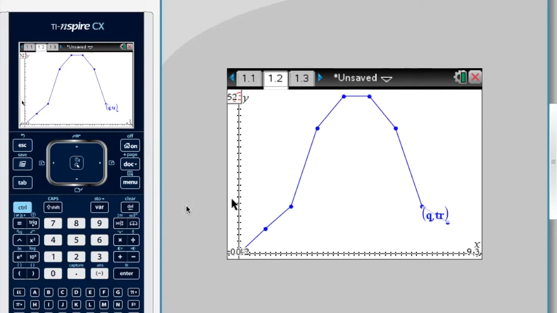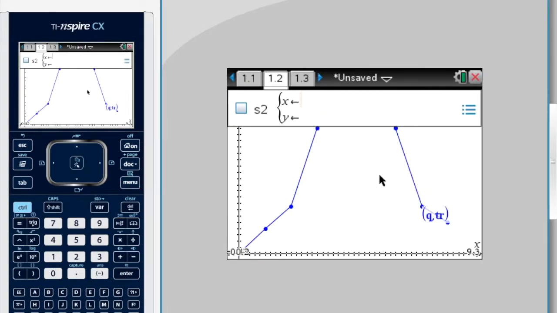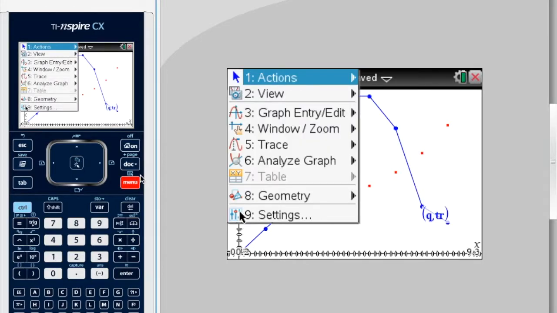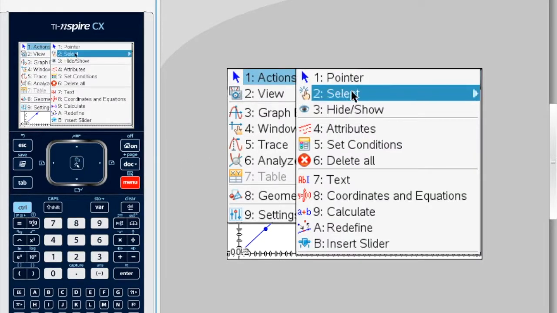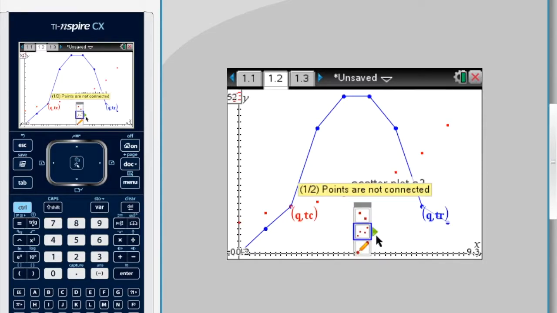So to graph the next function, we go Menu, Graph Entry Edit, Scatter Plot, Q against, now I want TC, the total cost. There they are. And again, I want to join all the dots. So I go Menu, Actions, Attributes, click on one of the points, and I scroll down to here. Points are not connected. I want them to be. Move across. And there we are.